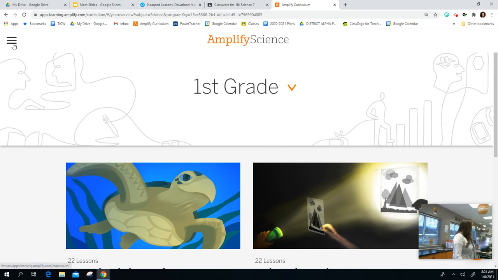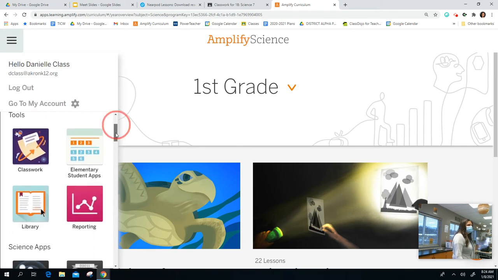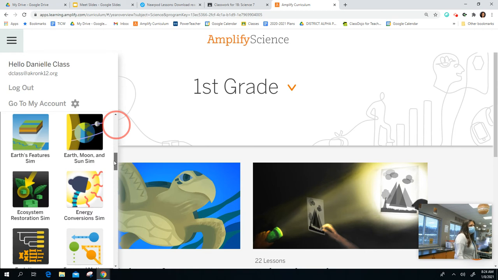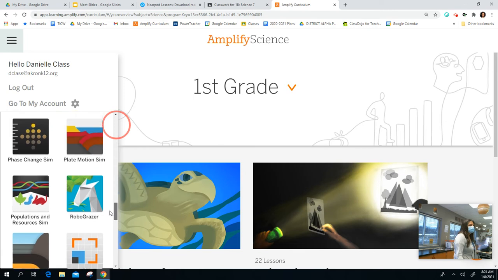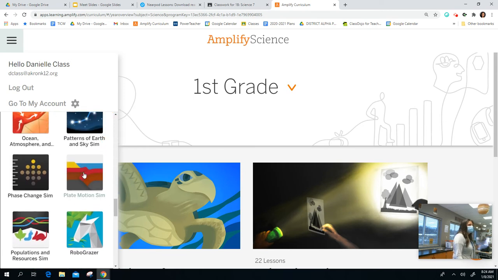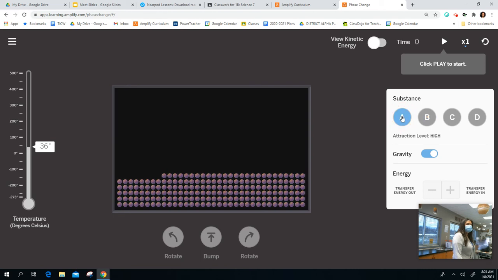And remember to quickly get to your sims. You can push the pancakes all the way on the left. And then you just have to scroll down to find the sim that you want. And we are doing phase change. So they're alphabetical, so it's going to be towards the bottom. It should be right by the plate motion sim. Does anyone need help getting to the sim? Yes? Charger? Yeah. All right, so once you're in the sim, go ahead and choose substance A.